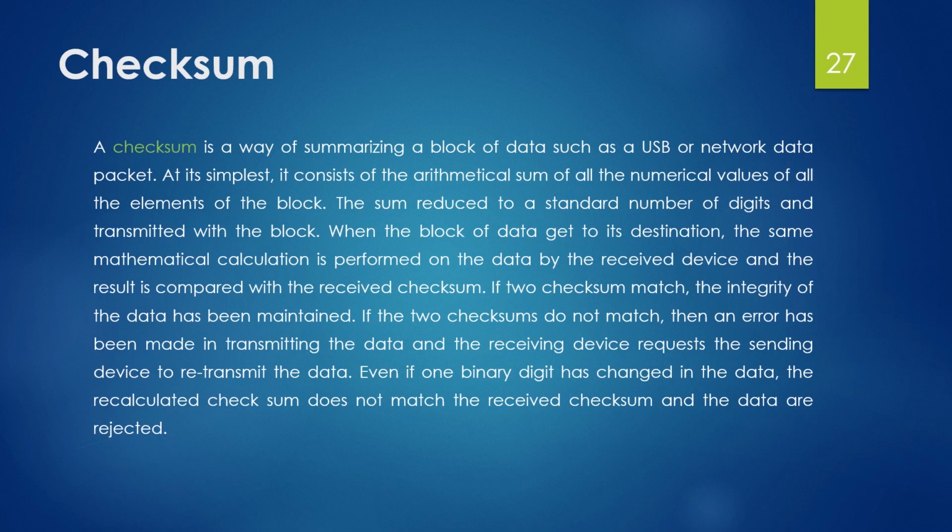However, if the two checksums do not match, then an error has been made in transmitting the data and the receiving device requests the sending device to retransmit the data. Even if one binary digit has changed in the data, the recalculated checksum does not match the received checksum and the data are rejected.